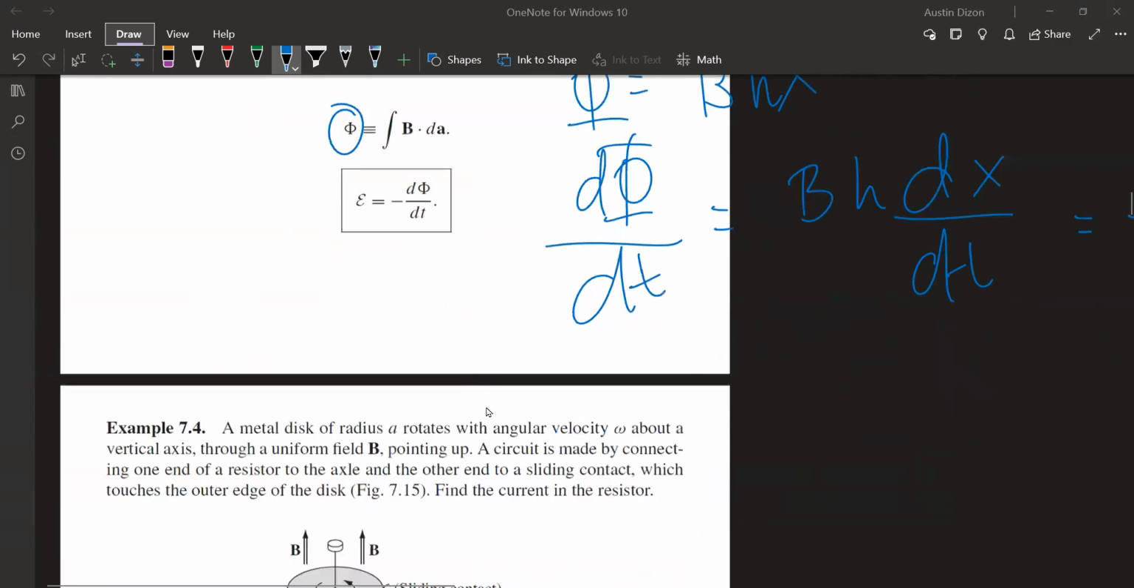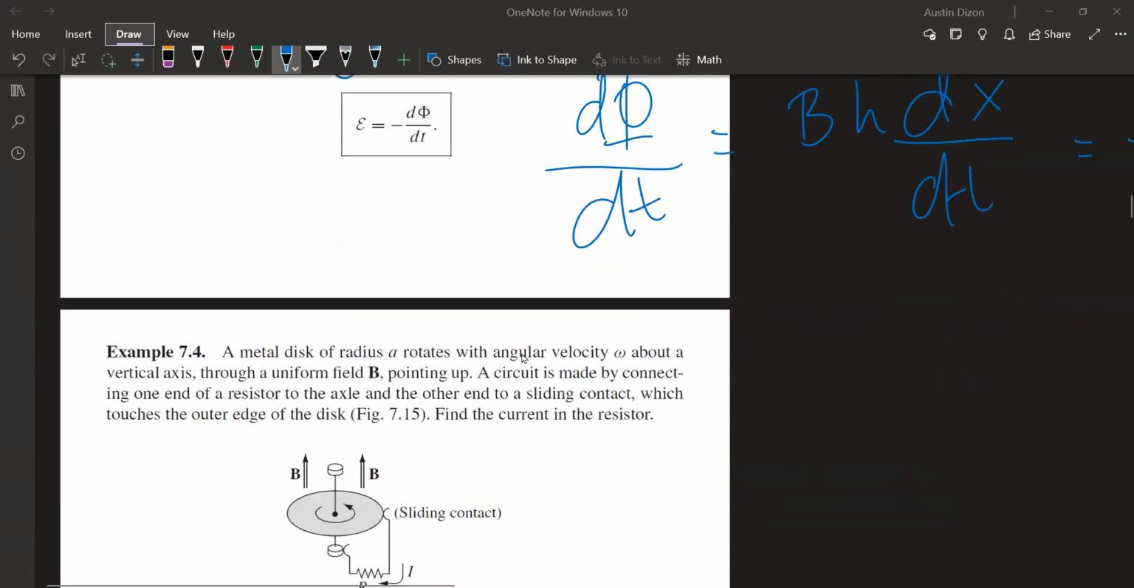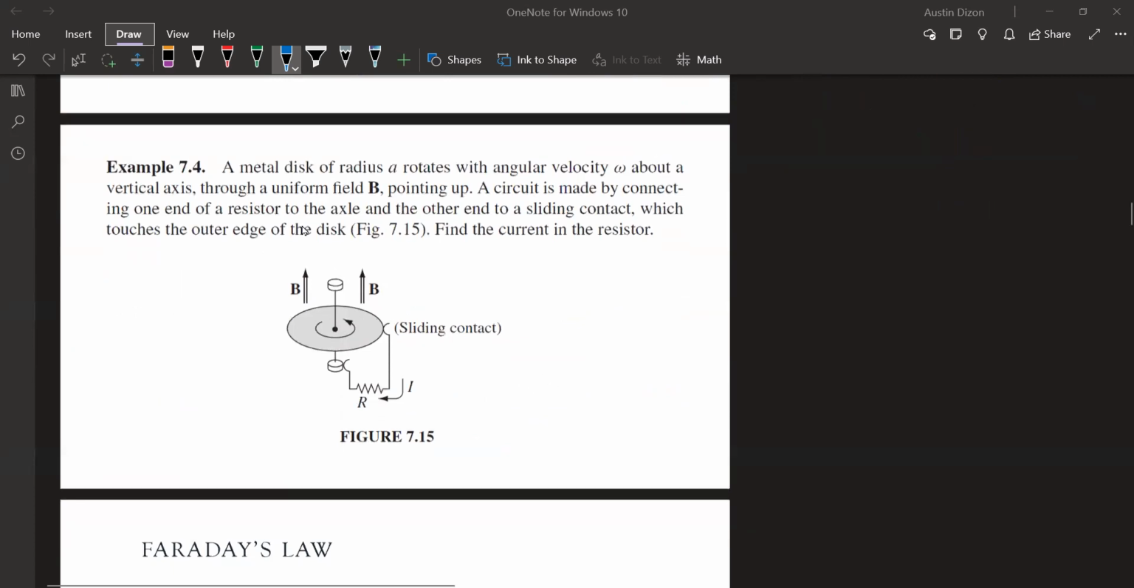Okay, continue. Let's try an example na para hindi naman tayo lost in life. Example 7.4, a metal disc of radius a rotates with angular velocity omega. So yung omega mo is this guy. It rotates counterclockwise when viewed from above. And then a uniform field is in z hat, pointing up. Sabihin na lang natin z hat yung up. And then the circuit is made by connecting one end of the resistor to the axle. So yung isa nandito sa ilalim, dun sa point of rotation niya. And then the other one is in the edge of the disc. Okay? So, ano yung pinapakuha sa atin?